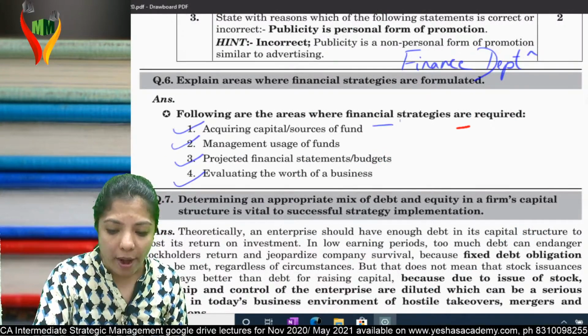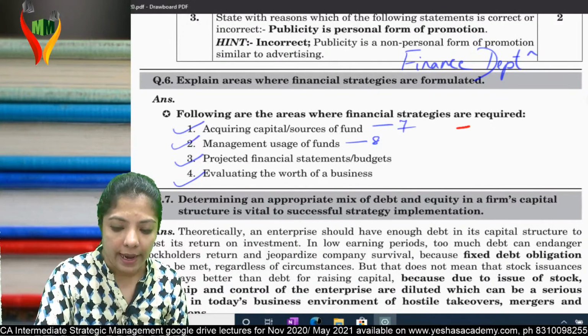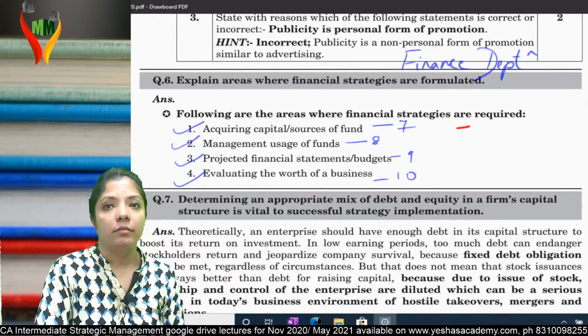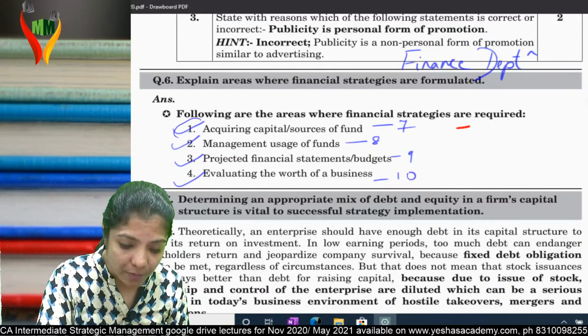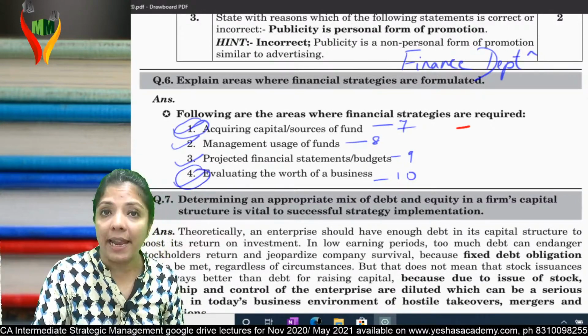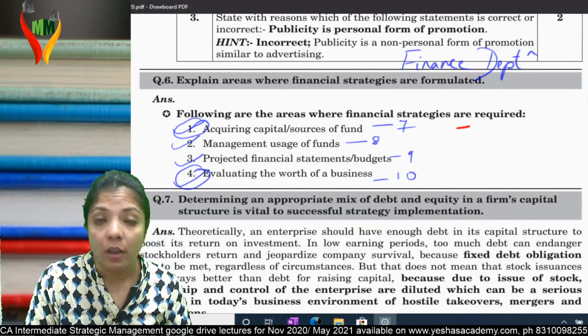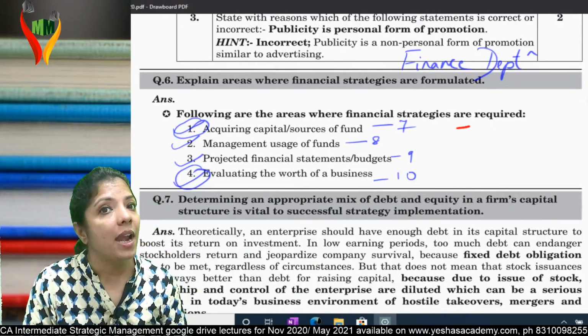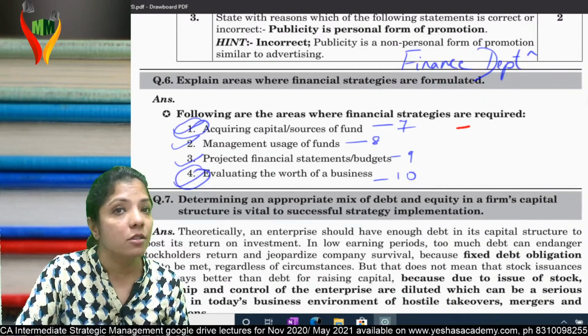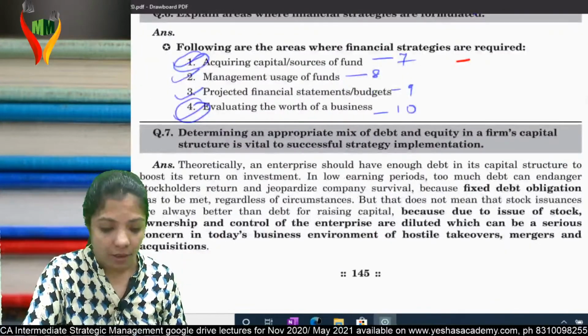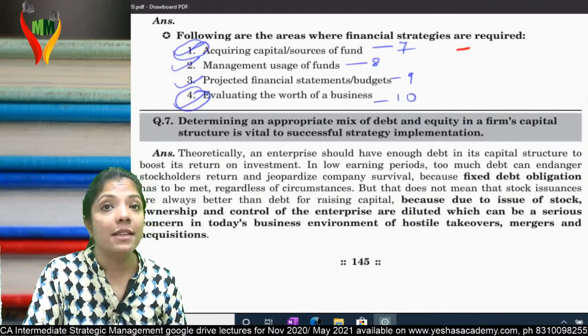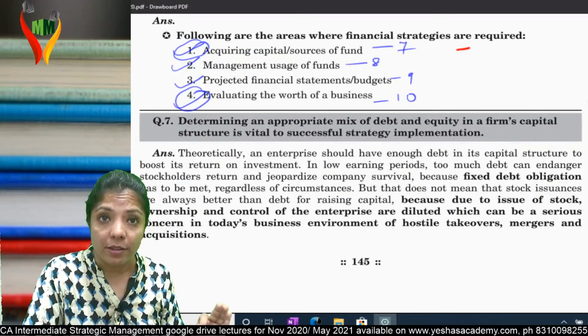So every point has a question, 7, 8, 9, 10. We will be doing only question number 7 and question number 10. 8 and 9 are not that important. Am I clear? Yes. So now let's come to sources of funds.